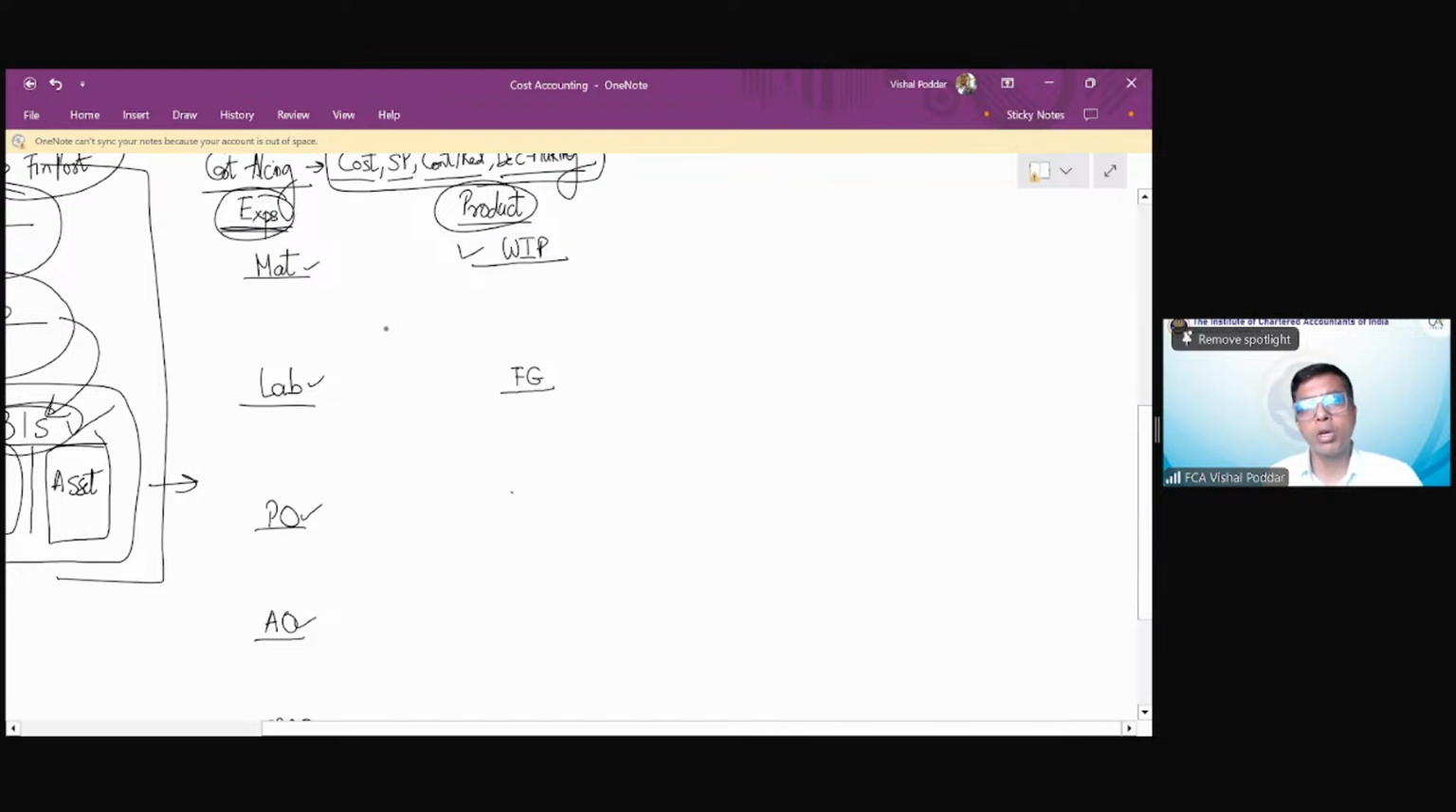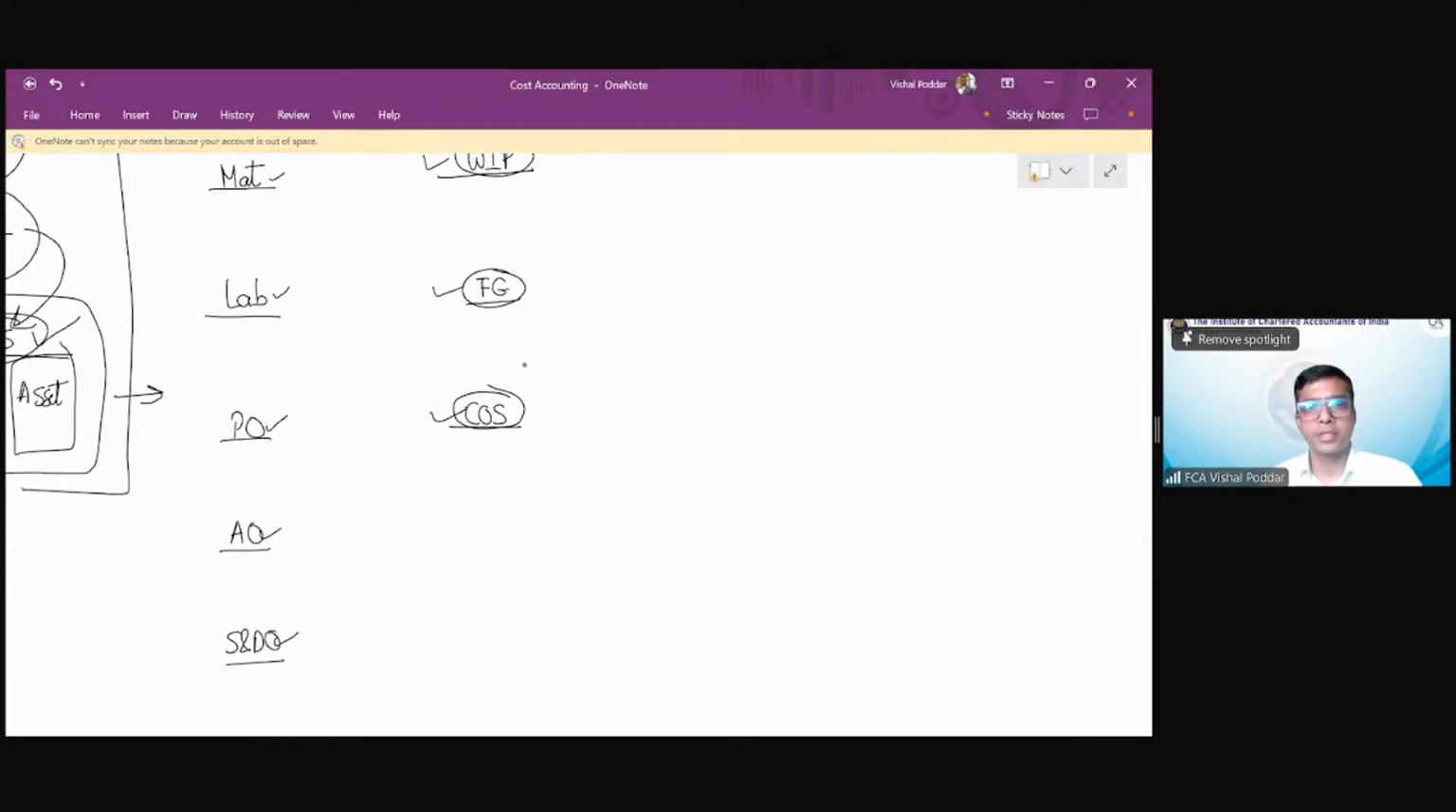And when this is sold to the customer, it is the COS account. Sometimes some books also call it COGS. Fine. So broadly for products, you have 3 accounts: WIP till the product is under production, FG once the production is complete and the product is lying with you, and COS when the product is sold. So broadly, these are the accounts that you require for cost accounting.